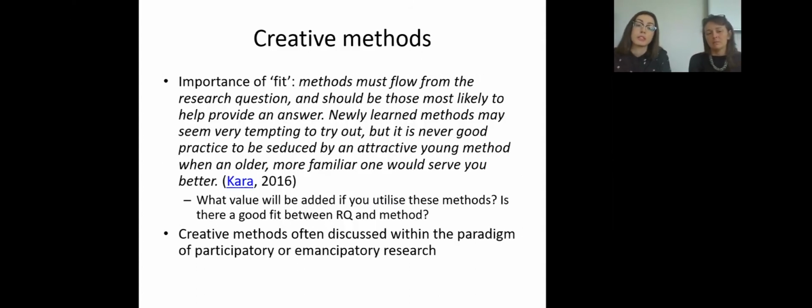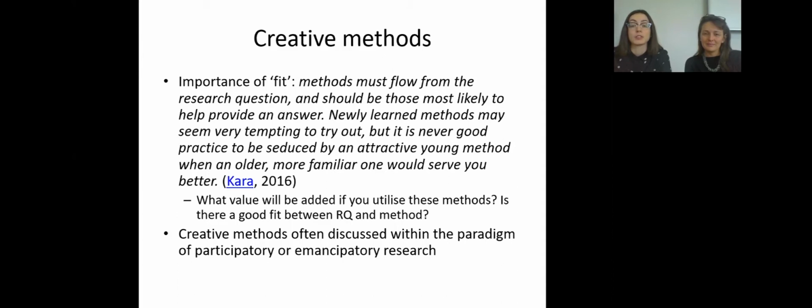However, when we talk about creative methods, we also talk about the importance of fit. A piece by Cara in 2016 says the methods must flow from the research question and should be those most likely to provide an answer. So while newly learned methods may be very tempting to try out, it's never good practice to be seduced by an attractive young method when an older, more familiar one would serve you better.